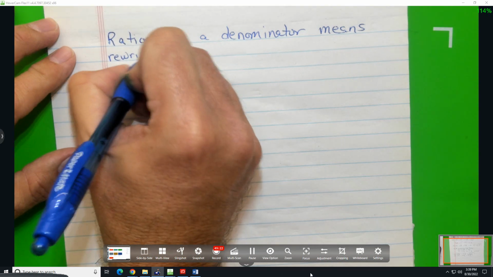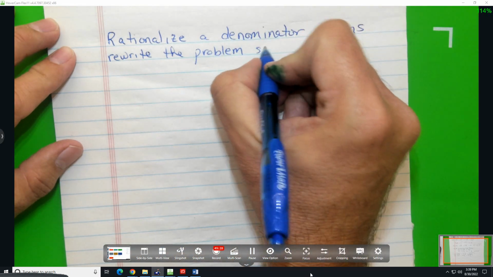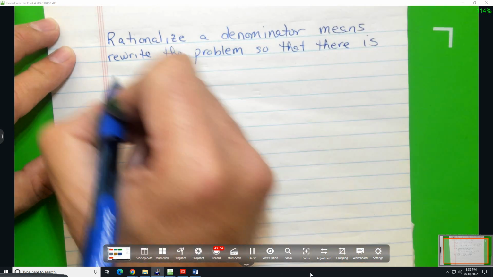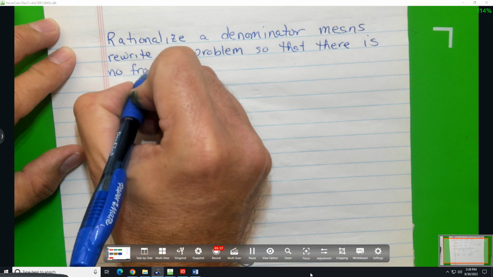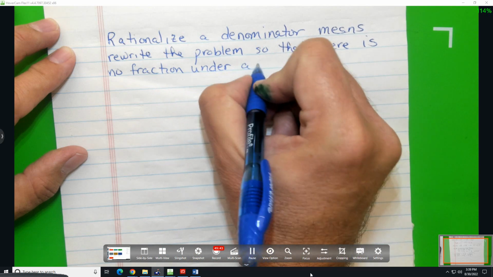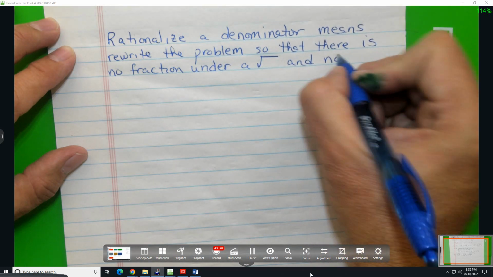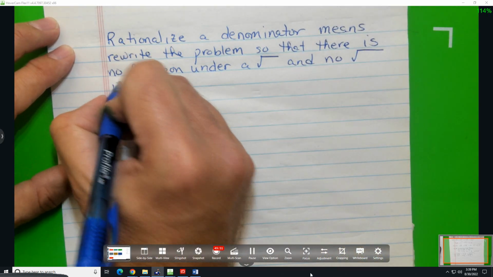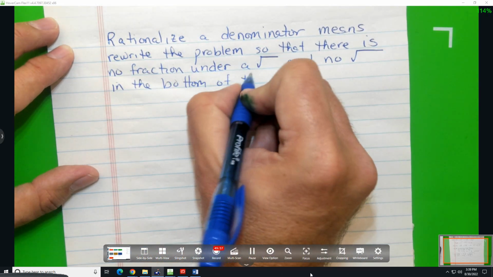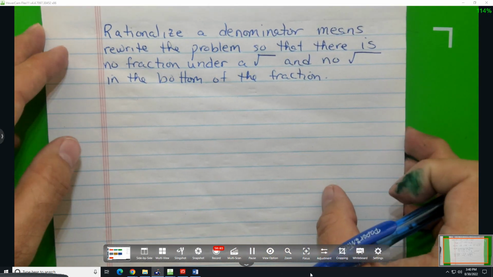Rationalize the denominator means rewrite the problem so that there is no fraction under a square root and no square root in the bottom of the fraction. What the heck does that mean? It's not as hard as I'm making it sound with that terrible sentence there.